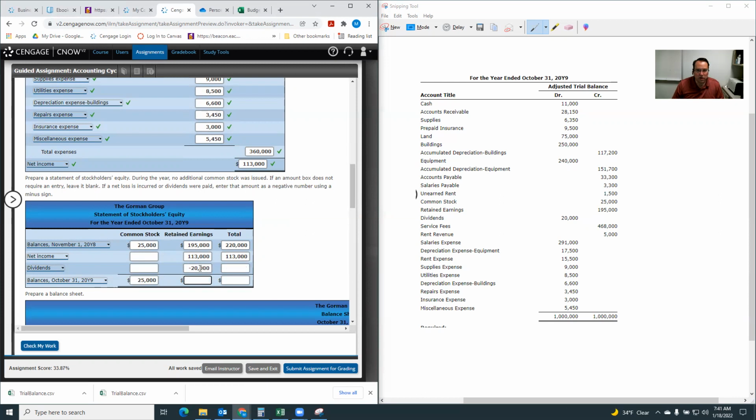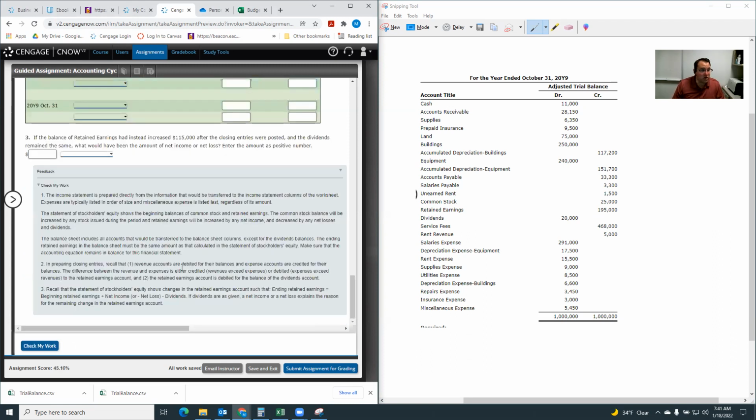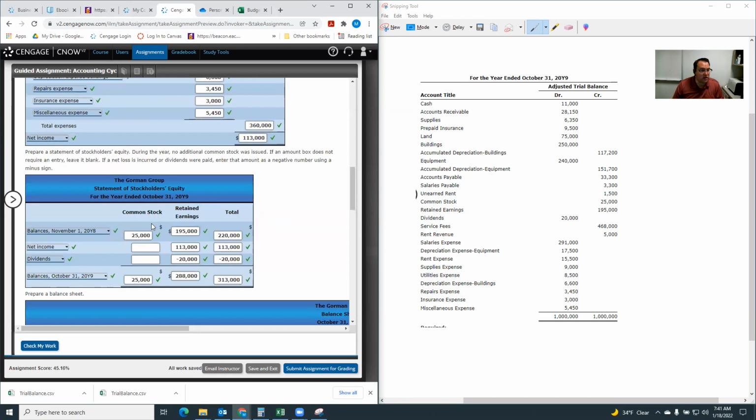So now we can say 25,000 in stock. 195 plus 113 minus 20 is 288,000 in retained earnings. And then 220 plus 113 minus 20 gives us 313,000. Also, we could add up 25 plus 288. That also gives us 313. So again, we'll check our work, make sure we got everything right, and we did.